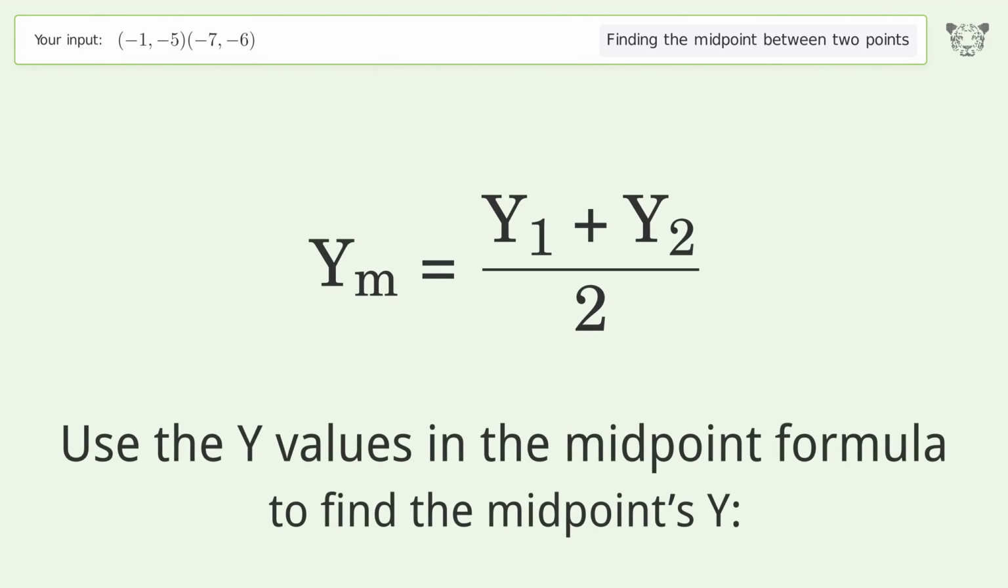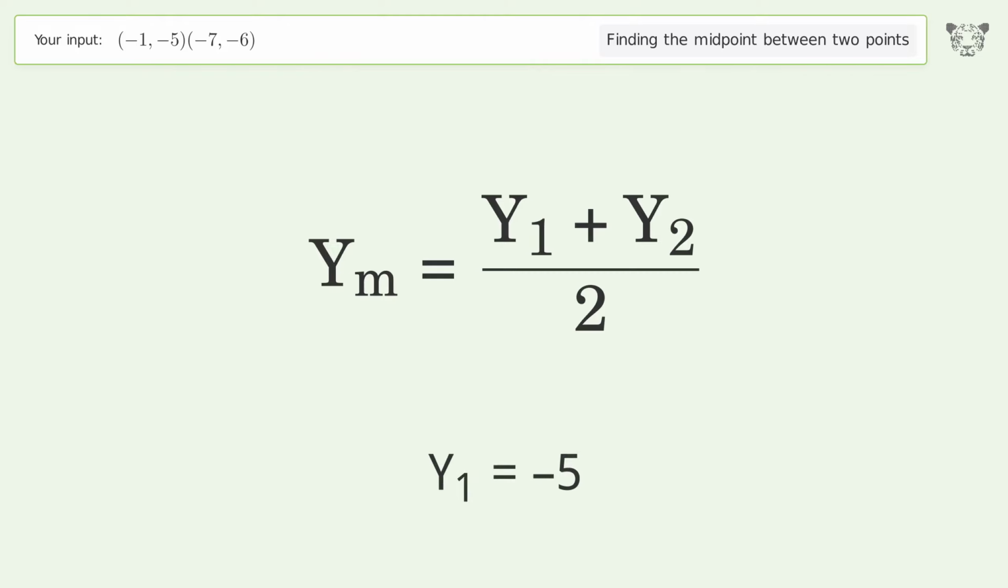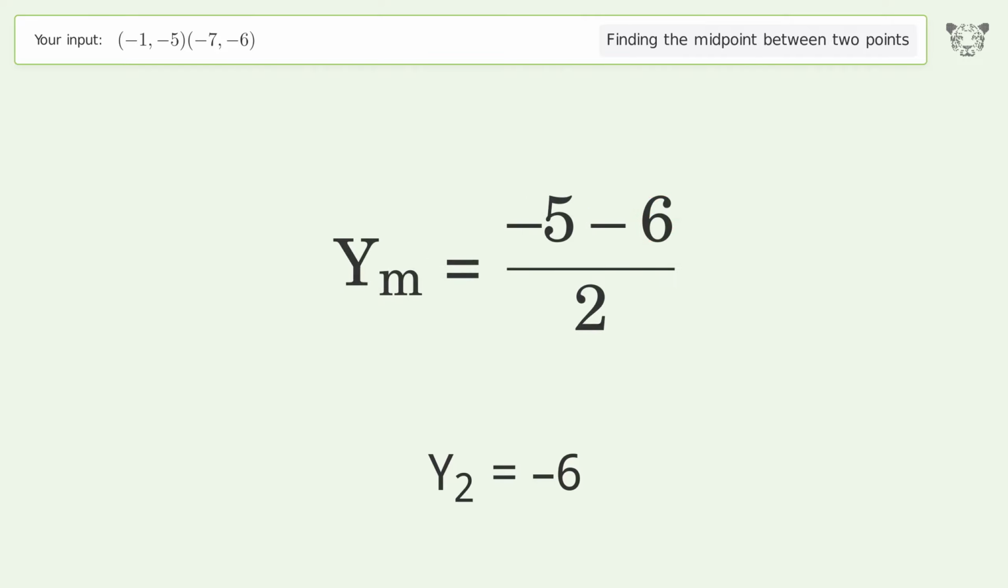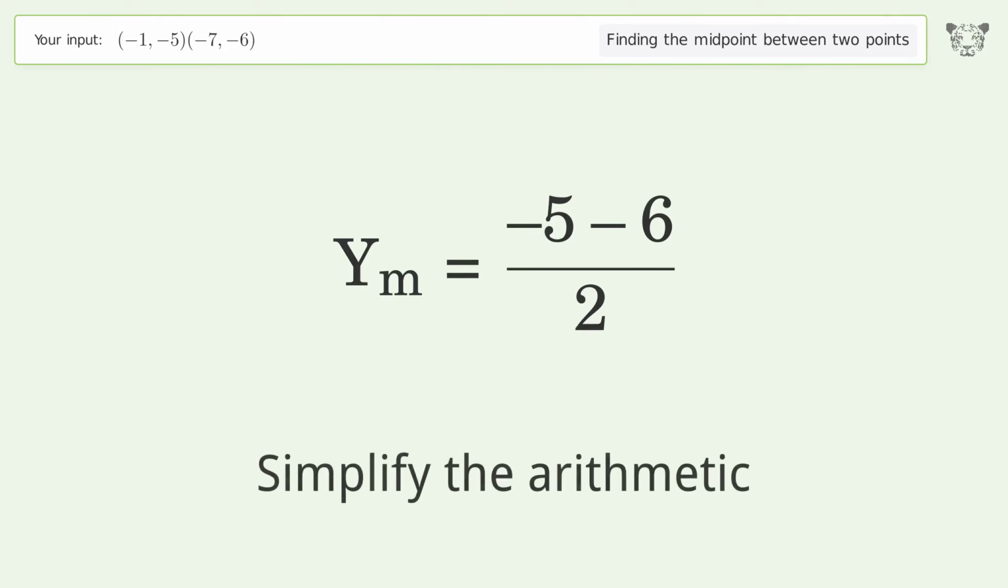Use the y values in the midpoint formula to find the midpoint's y. y1 equals -5. y2 equals -6. Simplify the arithmetic.